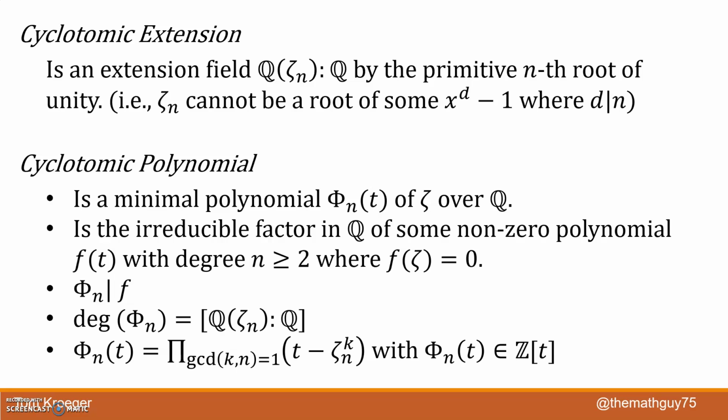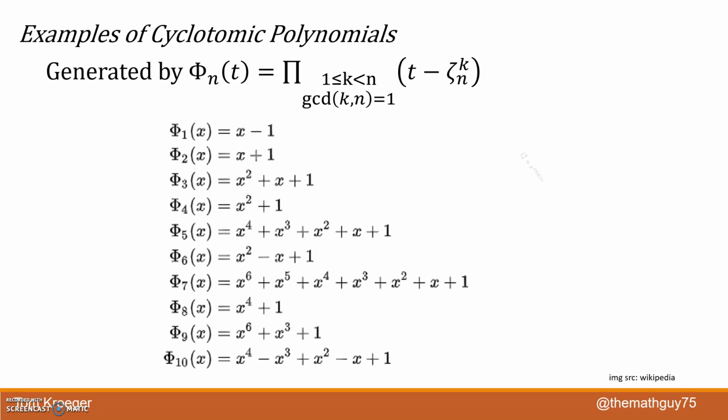And phi would be generated by a formula such as this, where its coefficients would be integers. There are other formulas as well, but this is the one that was given to us in our book. Here are some examples of cyclotomic polynomials. Again, here's the formula. I pulled these off of Wikipedia, but here are the first 10.